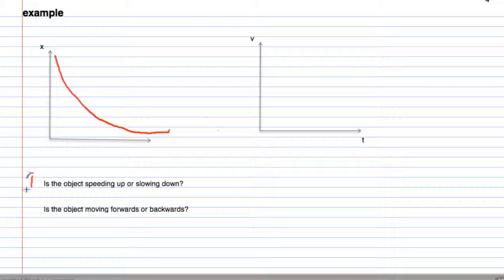So take a look at this first question. Is the object speeding up or is it slowing down? Well, the answer is the object is slowing down. And let's talk about why. Well, the reason is, let's go back to the buggy lab. When I want to know if something is going fast or slow, I look at the slope.